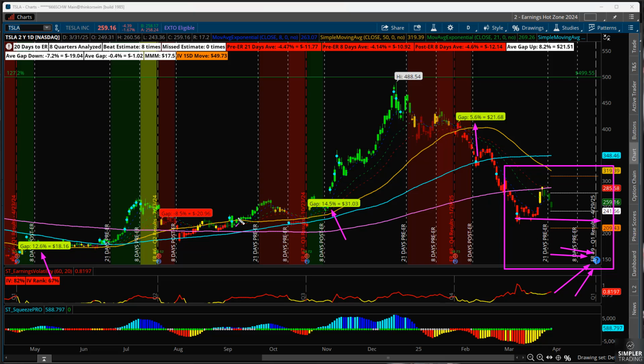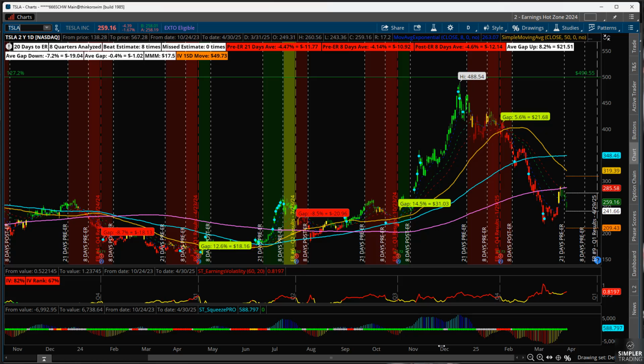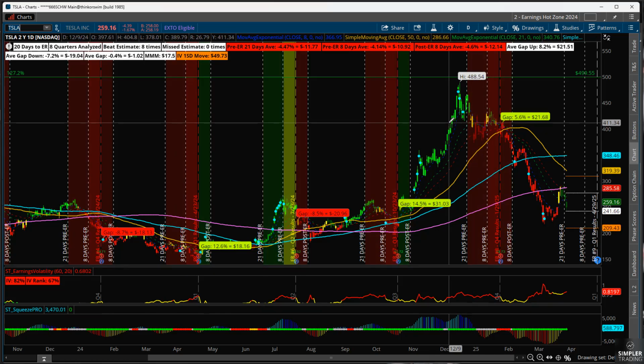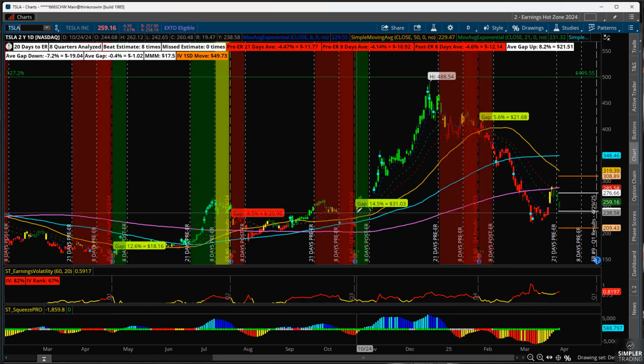So, you're essentially just giving back the election rally is basically what we're doing. And I know a lot of people are focused on the fact that it's down so much since the top, which it is down a lot since the top, but you're also just giving back the election rally. So you're basically just coming back to where you started before the election.